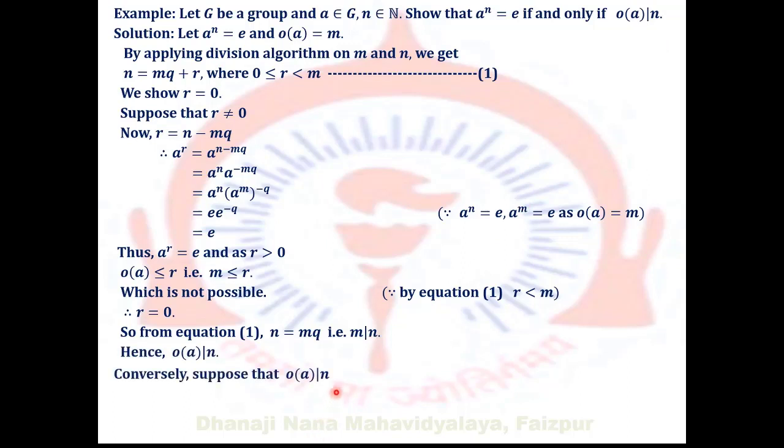Now conversely, suppose that order of a divides n; we show a raised to n is equal to e. So order of a divides n, therefore n is equal to order of a into k for some integer k. Therefore a raised to n is equal to a raised to order of a, raised to k. But a raised to order of a is equal to the identity element, so this is equal to e raised to k, that is equal to e. Thus we get a raised to n is equal to e.